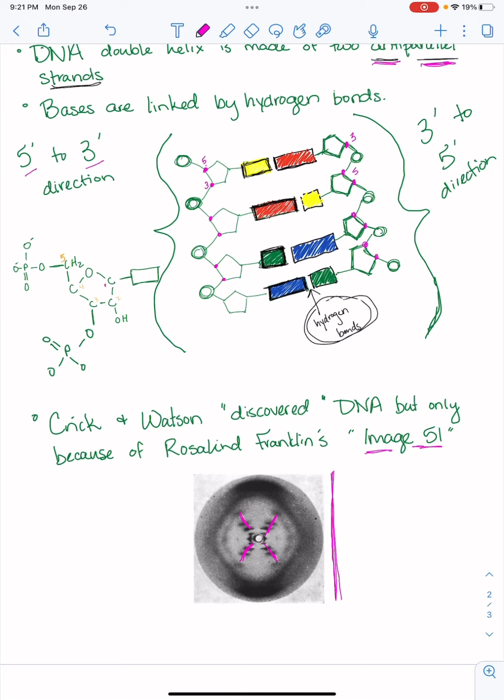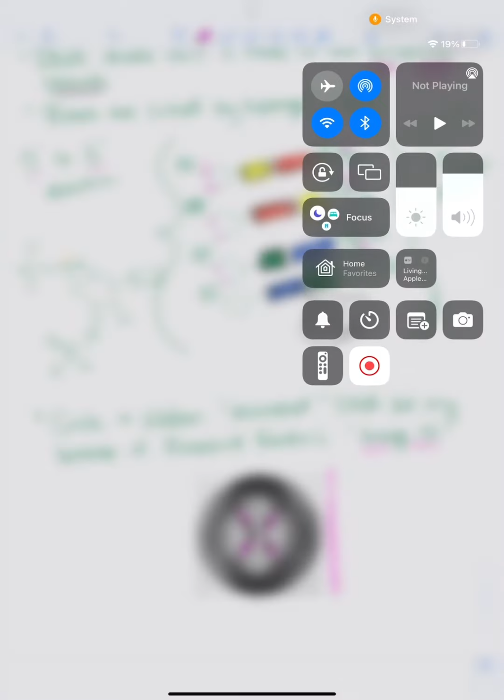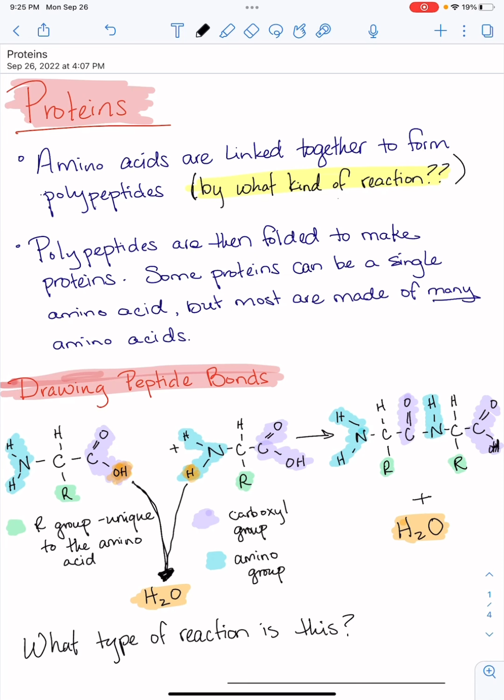So that's all for nucleic acids. Hopefully it's mostly review. Okay, on to proteins. All right, proteins. We're gonna run through this. Some of this may be new information. We're gonna go a little bit more in depth with proteins, but a lot of this, again, should be review.